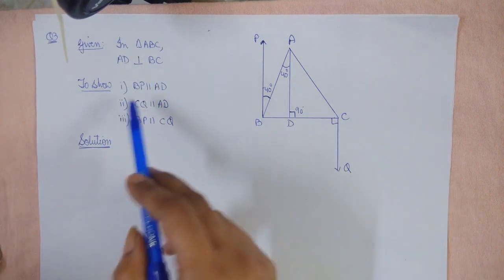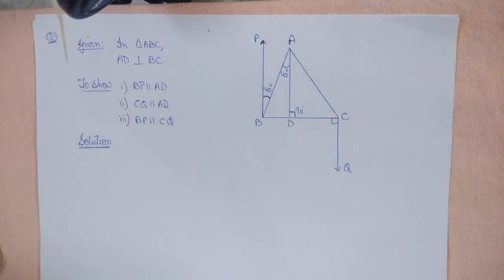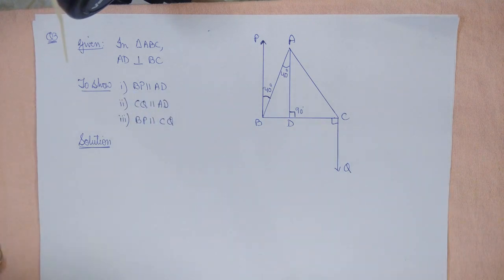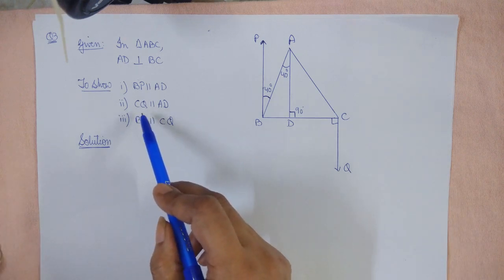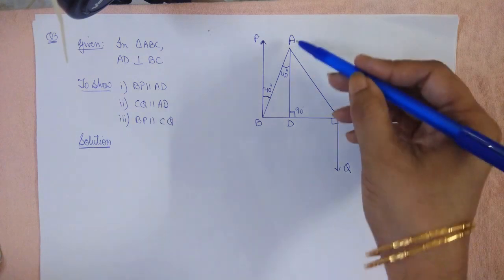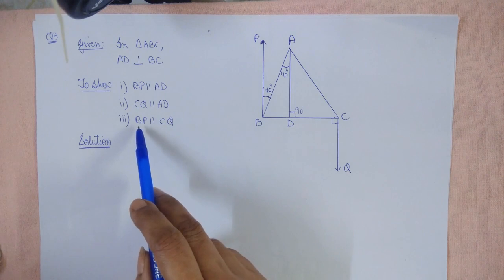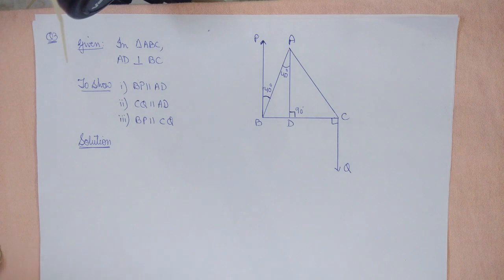Now what we have to show is that BP parallel AD. So when BP is parallel to AD, we will again use corresponding angles, alternate angles equal, or sum of the co-interior angles as 180 degrees. Then in the second part we have to prove that CQ parallel AD. And then in the third part we have to prove BP parallel CQ. Let's go for the solution.